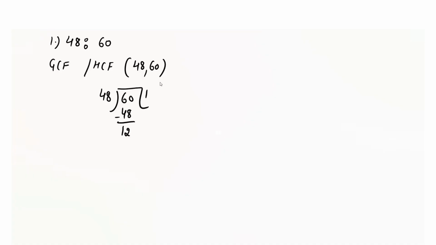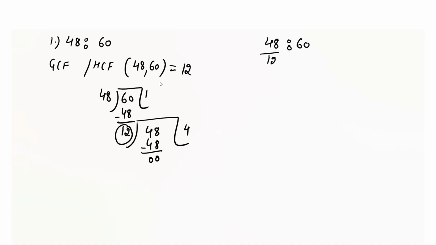The first way is to calculate the GCF or the HCF, which is the highest common factor or the greatest common factor of 48 and 60. So I'll divide 60 by 48 and get 12. Then again I will divide 48 by 12 and get 4. And the HCF is 12. If you want to understand this method better, I have already shared a video in the description box. So now the HCF of 48 and 60 is 12.